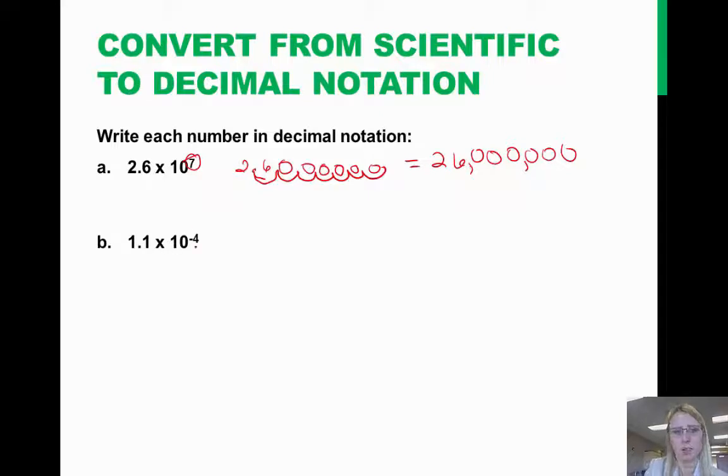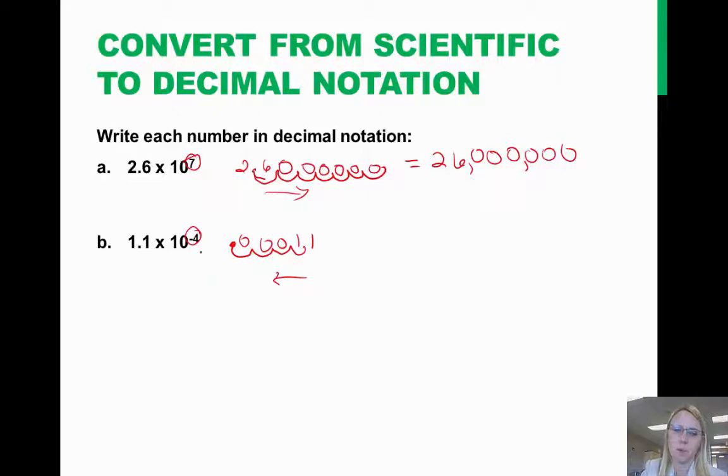Now I'm going to do the same thing with this one. I'll put 1.1 here. Notice that this one's to the negative power. On the one above it, we went to the right. On this one, we are going to go to the left. I'm going to move over 4 spots. 1, 2, 3, 4. And I'm going to put my decimal right here. So I'll have 0, 0, 0.